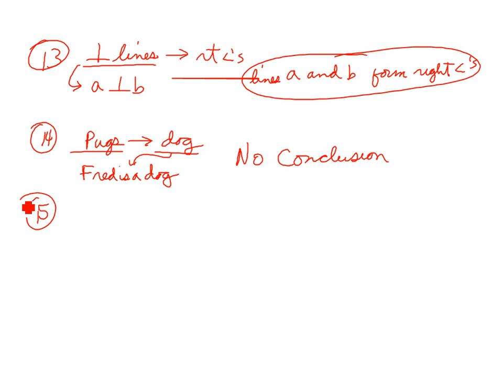Number 15, to show a conjecture is false, how many counterexamples must you provide? Probably the easiest question on the review. To show something's false, you only need one counterexample.